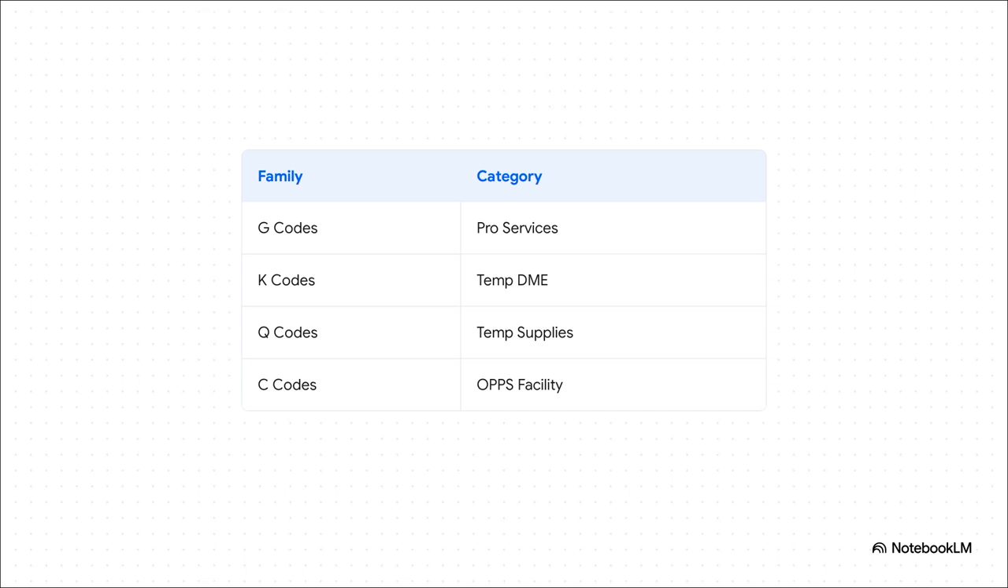All right, moving over to the temporary codes. Well, this is where the exam sets its traps. G codes are for professional services, and like we said, they are heavily tested in Medicare scenarios. K codes are temporary DME items. Q codes are for temporary supplies, like skin substitutes, for example, and C codes are used specifically in outpatient hospital settings. Again, I can't stress this enough.